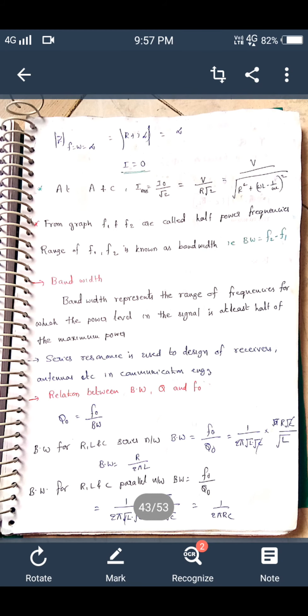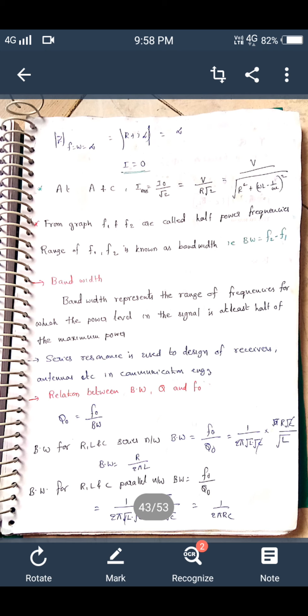Now the bandwidth for an RLC series network. Bandwidth is nothing but resonant frequency by quality factor. Resonant frequency is 1 by 2 pi root LC. The quality factor for a series RLC network is 1 by R into root L by C. If you simplify, you get the bandwidth for a series RLC network as R by 2 pi L.